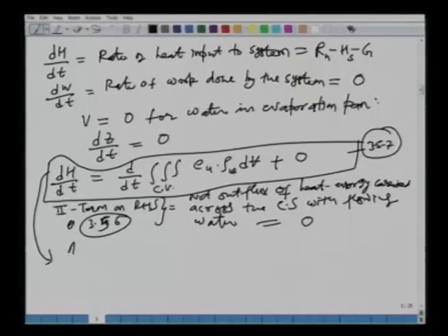Now, in this equation 3.5.7 which we have written, what does this represent basically? The right hand side represents the time rate of change of internal energy stored within the control volume.